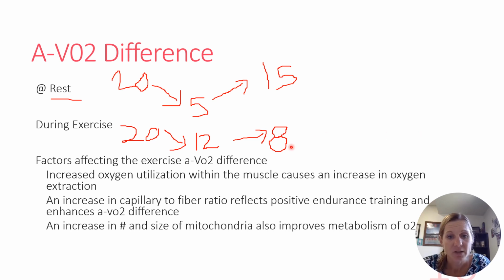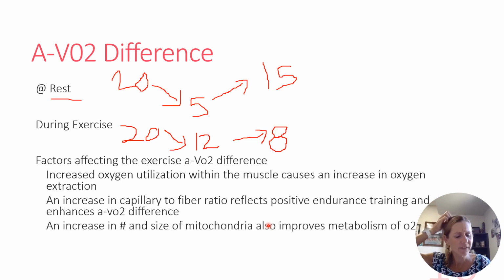Okay. An increase in capillary to fiber ratio reflects positive endurance training and enhances the AVO2 difference. So what does that mean? Basically, if I can create more capillaries, more blood vessels to lead to these muscle cells, there's less distance that oxygen needs to travel in order to move from the blood into the cell. So if I can decrease the diffusible distance, if I can minimize how much that oxygen molecule needs to travel in order to get used, then it's easier for me to drop more off.